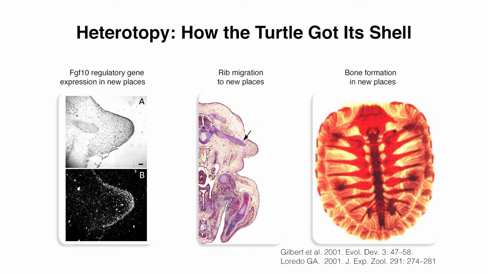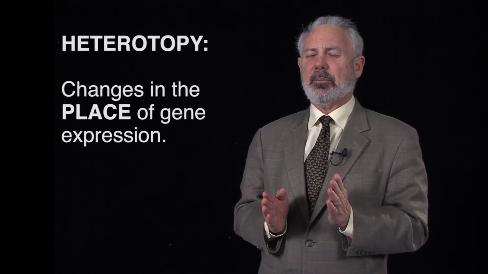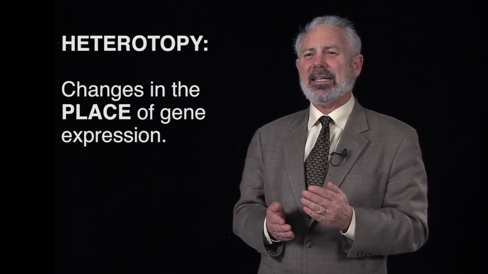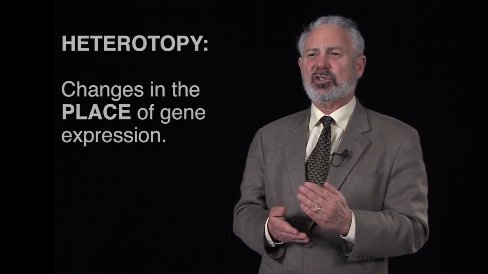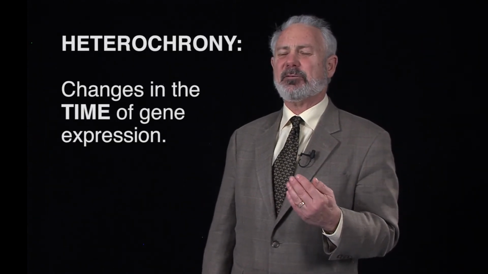So what makes a turtle a turtle? Its ribs. Why do the ribs go in a new direction? They are attracted there by a paracrine factor that normally is not expressed in the dorsal dermis. So heterotopies, changes in the place of gene expression, is a very important mechanism to getting evolutionary novel structures. Another way of doing this is heterochrony. For instance, how does the dolphin get its flipper?